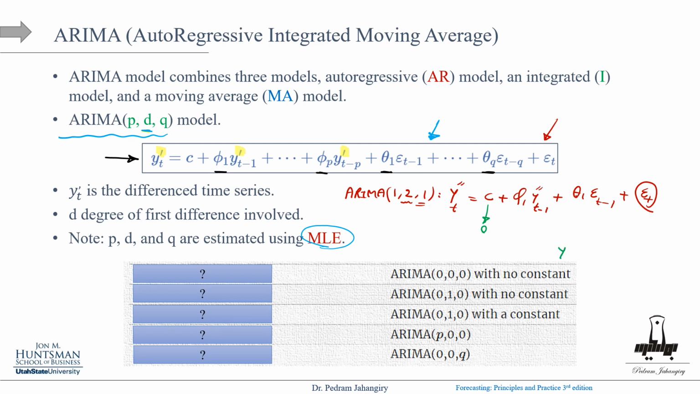You get yt is equal to epsilon t. What is this? Yeah, this is your white noise, exactly. Then what about ARIMA 010? So again, I want you to pause the video and think about all these things, right?